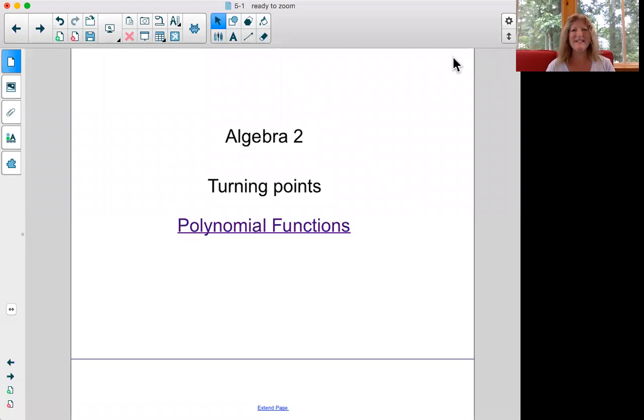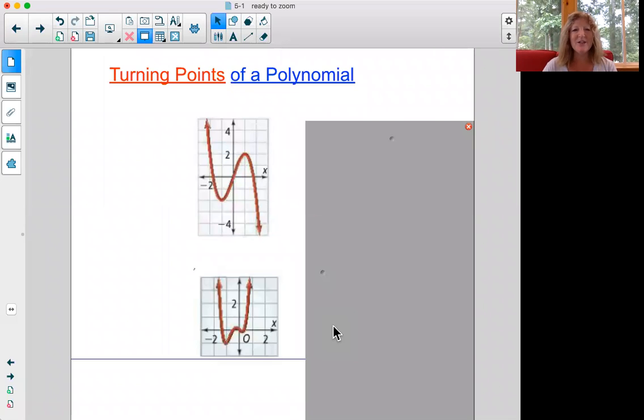Hello, algebra students. Today I want to talk to you about the turning points in polynomial functions. So first of all, what is a turning point in a graph? If you have a turning point in a graph, it means the graph was going down, and all of a sudden I'm going up. It means you turned around. So I'm going up, and now I'm going down. That's a turning point. So here we have 1, 2 turning points.